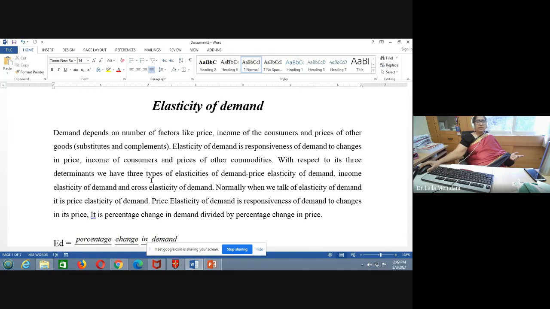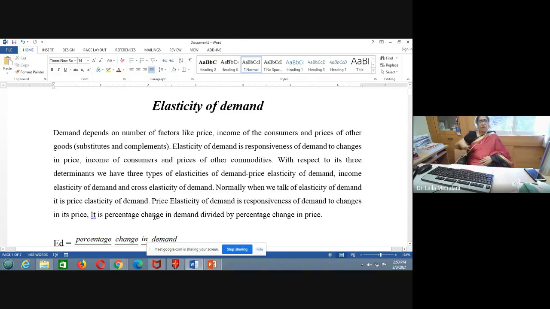Now, the law of demand says that when price rises, people demand less, and when price falls, people demand more. But how much less or more? That we get to know from elasticity of demand. The definition of elasticity of demand: the elasticity of demand is responsiveness of demand to changes in price, income, and prices of other commodities. So how much it will respond to a unit change in price with respect to its three determinants: income, price of its own commodity, and the prices of substitutes and complements.